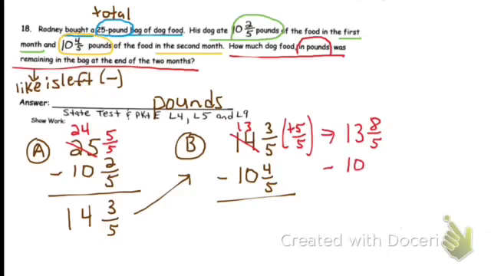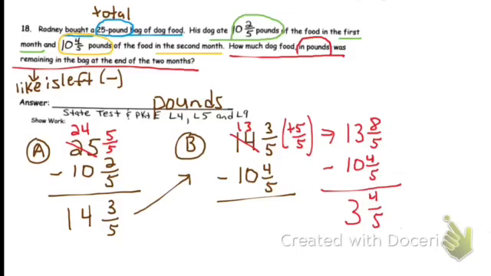And move my 10 4/5 over as well. Put my subtraction sign in my equal bar, and I can go ahead and subtract. 8/5 minus 4/5, well, denominator stays the same, and 8 minus 4 equals 4, so that's going to be 4/5. 3 minus 0 equals 3. 1 minus 1 equals 0.